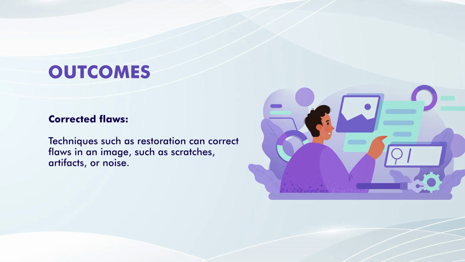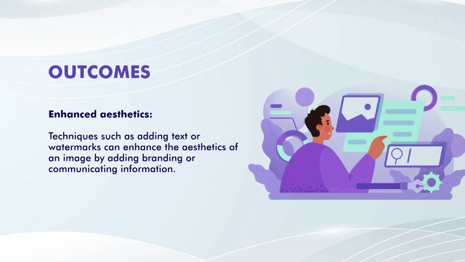Next one is corrected flaws. Techniques such as restoration can correct flaws in an image such as scratches, artifacts or noise. The next one is enhanced aesthetics. Techniques such as adding text or watermarks can enhance the aesthetics of an image by adding branding or communicating information.